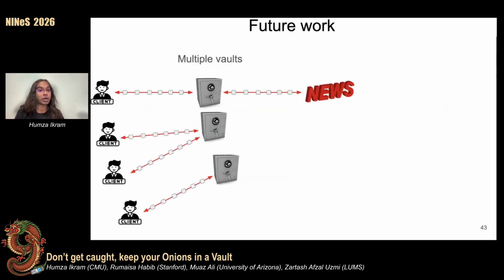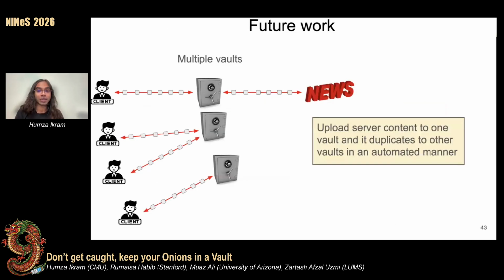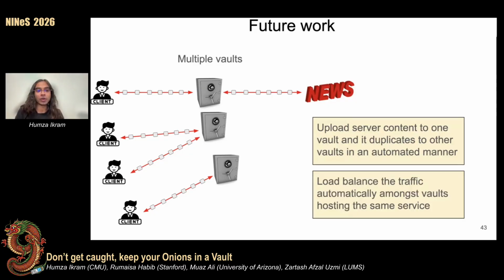There are some other interesting things to think about, like can we upload content to a single vault and have it duplicate to other vaults in some sort of automated manner? You'd have to do some attestation or verification of measurements automatically. Or can we figure out a way to load balance over Tor for all these vaults? That's part of the future work.